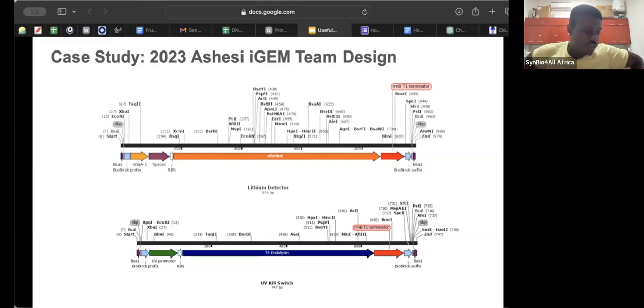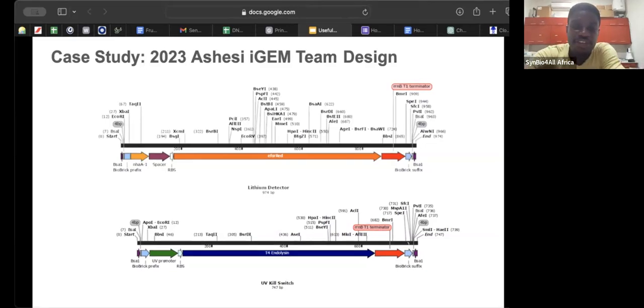They were trying to detect some elements from the environment, and then design a circuit where they use a promoter to detect those elements, and if the element is present, then the bacteria is going to change color to show you that this particular element is present in the environment. So they had their promoter, they had their RBS, and then they had the E4RED. The E4RED is a chromoprotein, and then they had their terminator.